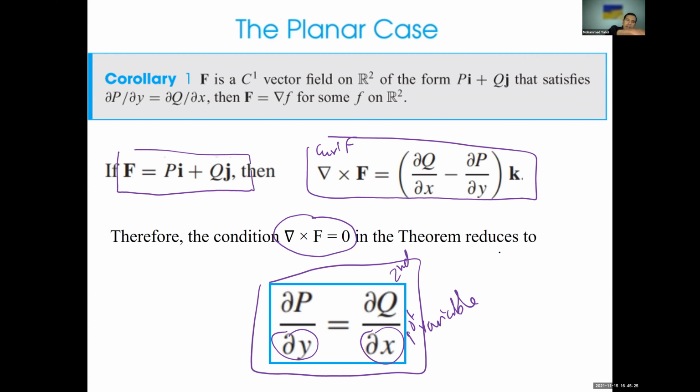Okay, this is the corollary, just saying that, and you just need to test this, and we're done. And you can imagine finding the potential function f here requires only 2 steps because we only have 2 variables.